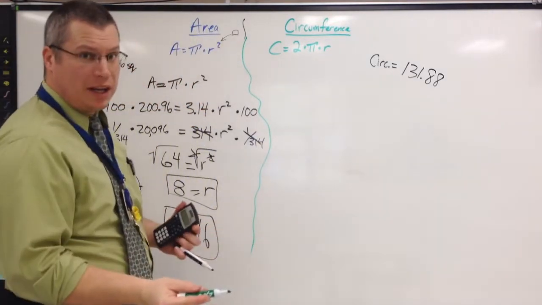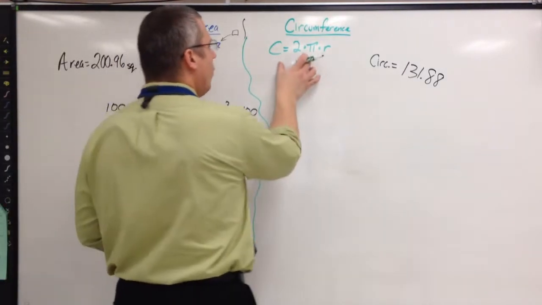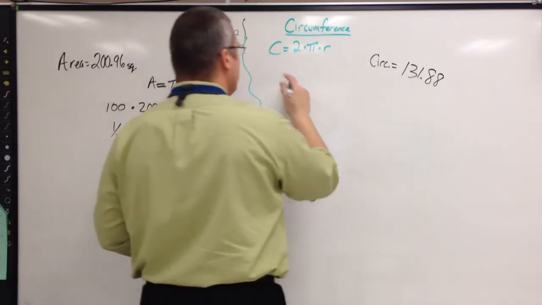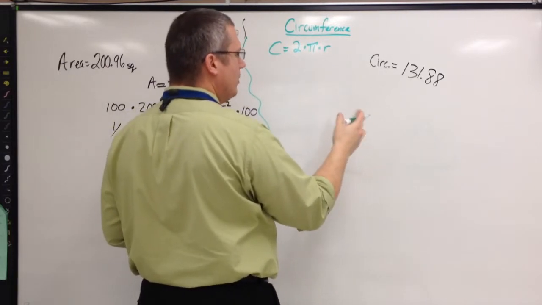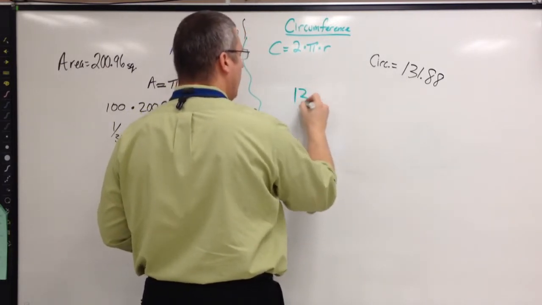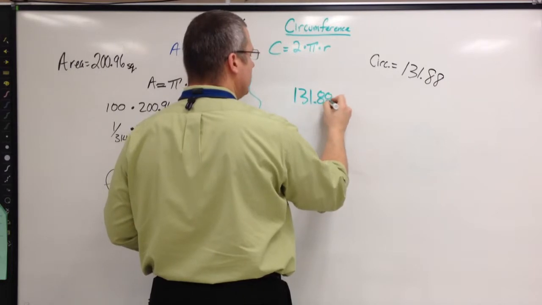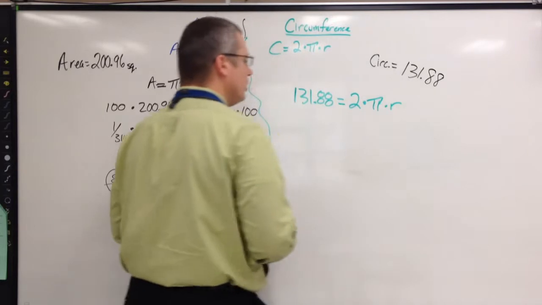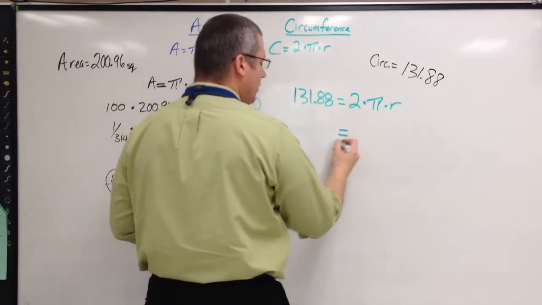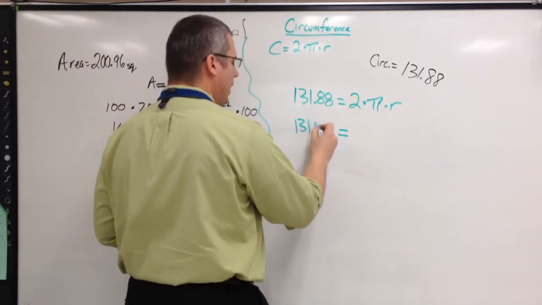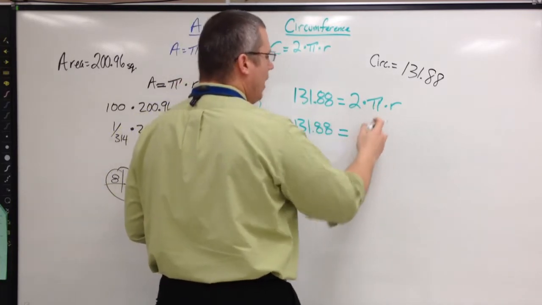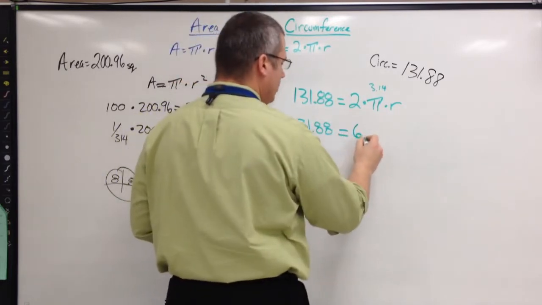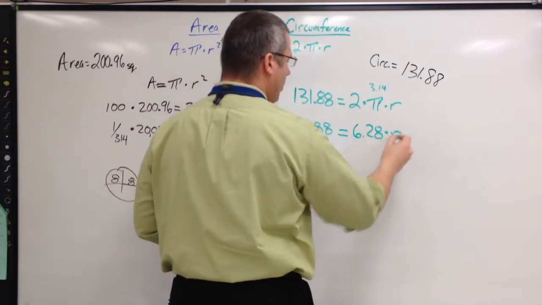Let's go with circumference working backwards. Same concept. Formula, here's what circumference is. Plug this in and solve backwards. So instead of writing C equals 2 times pi times r, my circumference is 131.88 equals 2 times pi times r. Let's combine terms if I can. This is 131.88. 2 times pi. Well, pi is 3.14. 2 times pi is 6.28 times r.